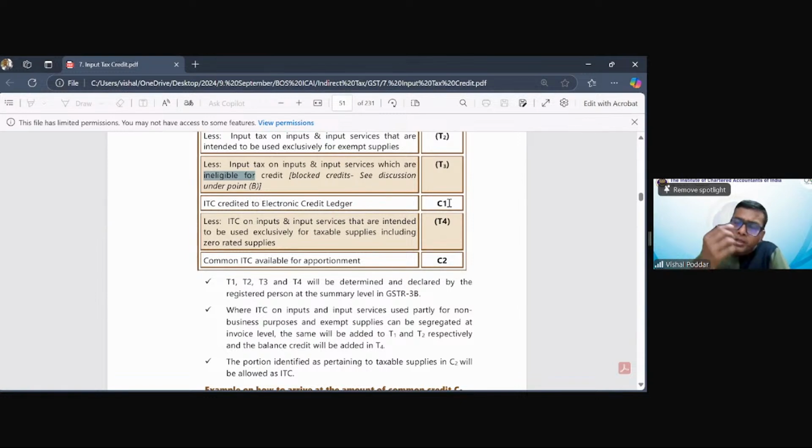It has no value, but they have taken a balance. Now they are saying, find out those input services which are used exclusively for taxable supply. This is what they have called T4, and they are saying for the time being even reduce this.